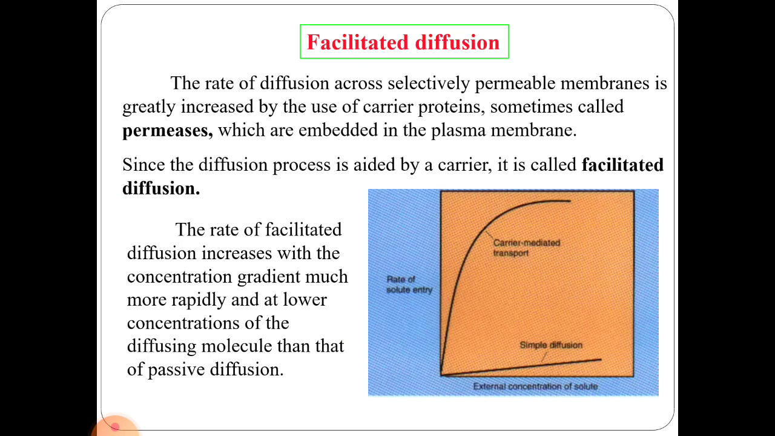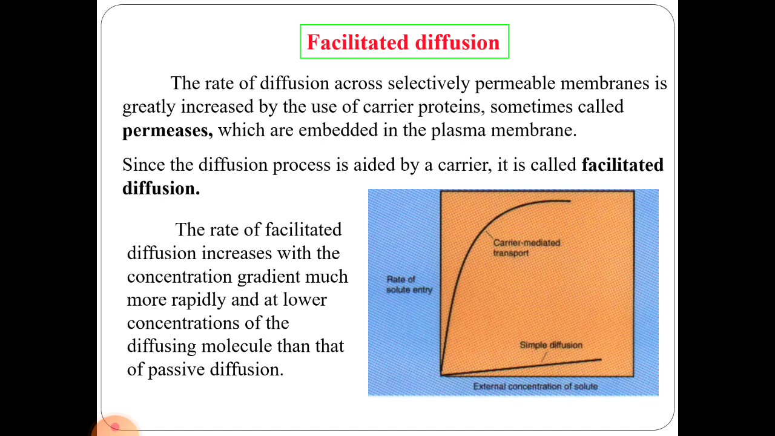Moving on to the second type, facilitated diffusion. The rate of diffusion across a selectively permeable membrane is greatly increased by the use of carrier proteins, sometimes called permeases. These are embedded in the plasma membrane. Since the diffusion process is aided by a carrier, it is called facilitated diffusion, indicating that a facility is provided for the transport of molecules from the outside environment into the cell. The rate of facilitated diffusion increases with the concentration gradient. It is much more rapid when compared to passive diffusion.